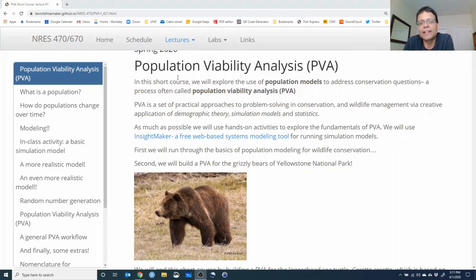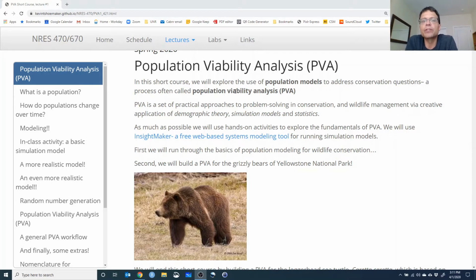We're just not that great at putting all this information together and understanding the implications. Computers are much better at doing that. So there's this beautiful marriage between human capabilities and computer capabilities, which I think really is kind of a beautiful thing. And hopefully that'll become clearer through this short course. So a practical set of approaches for problem solving in conservation and wildlife management via creative application of demographic theory, simulation models, and statistics. All right.